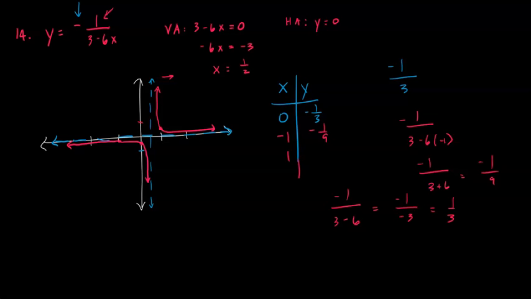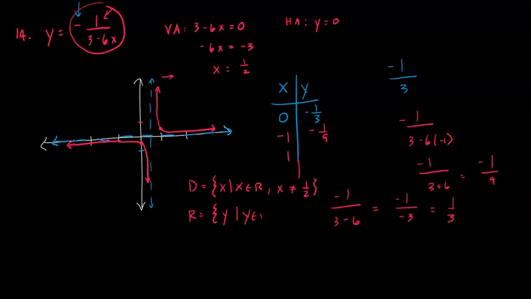So let's go ahead and identify the domain. Once again, it's a pure rational function. So it's going to only exclude one point. Real numbers, x cannot be 1/2. The range, y, such that y is an element of all real numbers, y can't be 0. Okay? Good job, guys.